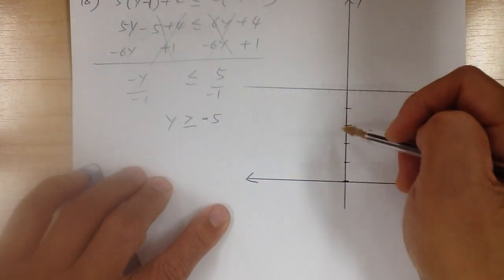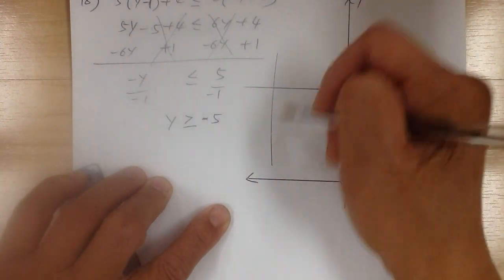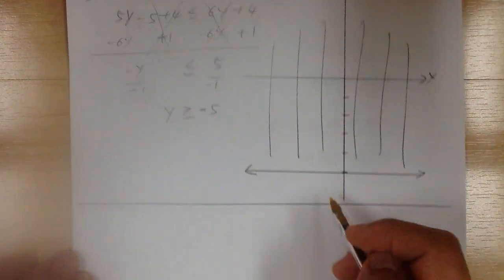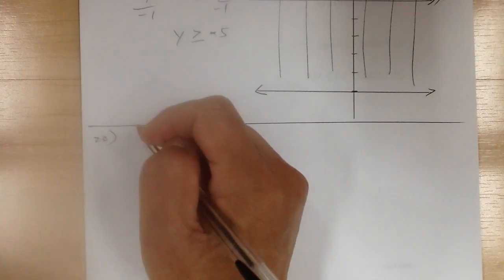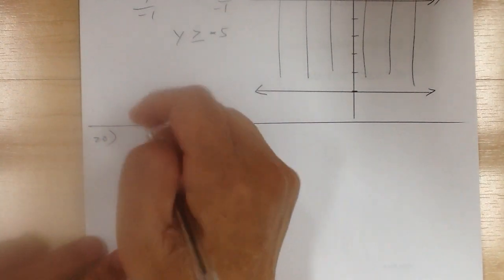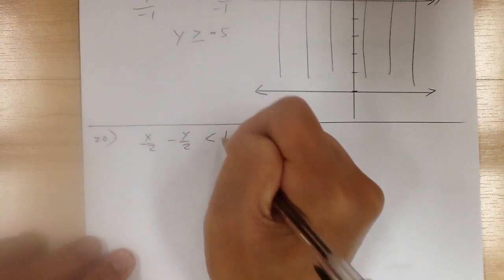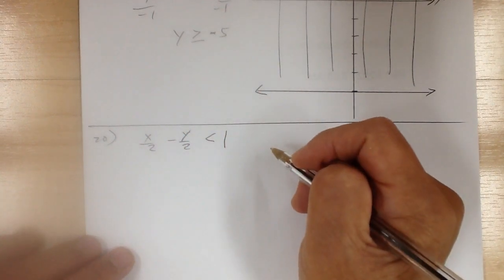Okay, so from here it's greater than or equal to, so it's going to be on the top half. Okay, let's go to the next one, number 20. You've got x over 2 minus y over 2 is less than 1.